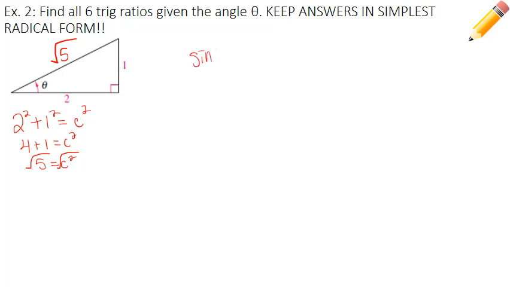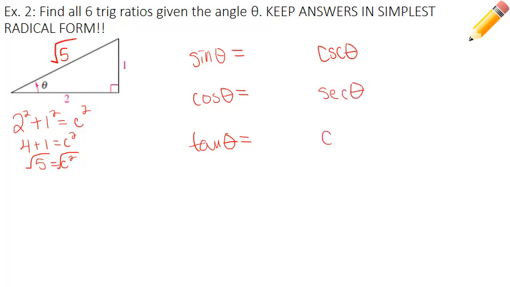So sine theta, cosine theta, tangent theta, and then I'm going to write, while I remember, that the reciprocal of sine again is cosecant theta. Secant theta is the reciprocal of cosine. And then cotangent theta is the reciprocal of tangent. So now we know what we're looking for. Let's first try to find the ratio of sine of theta.